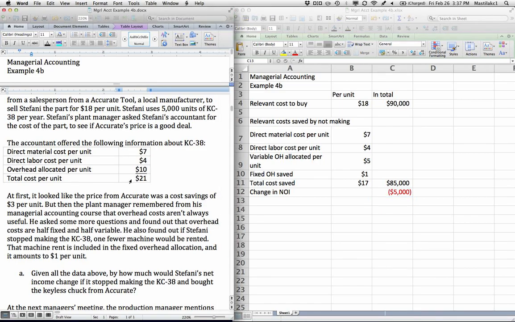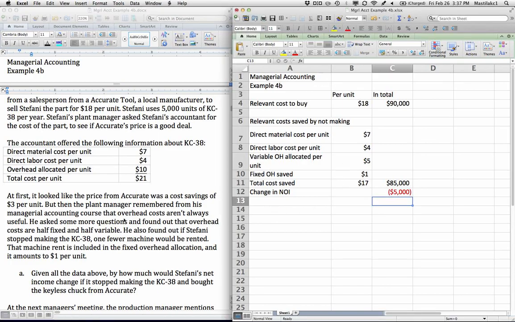Remember, our first pass at it made us think we're going to save $3 a unit, but we're actually going to spend $1 per unit more. Okay, so that's our first part. Given the data we've got, how much would net income change? And income would go down by $5,000 given all the assumptions we have.